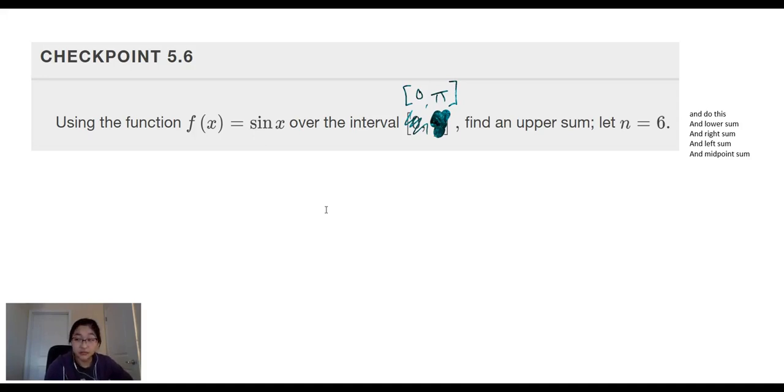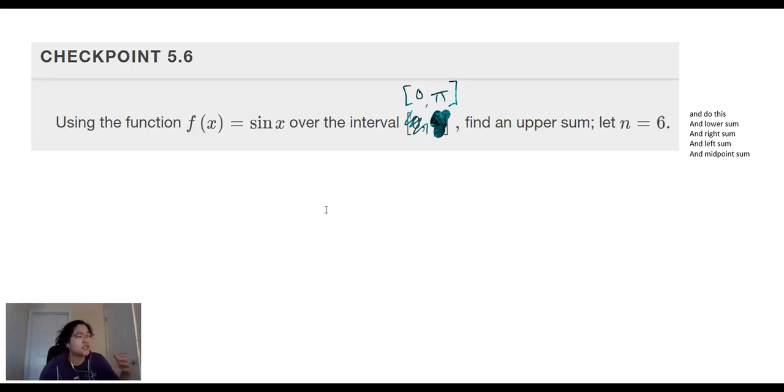A lower sum is again finding the area of rectangles, but you're evaluating your function at the absolute minimum, or the global minimum, on your subinterval. The right sum and the left sum are what we talked about before. The right sum is looking at the right endpoint and evaluating strictly there. The left sum is looking at your left endpoint of your subinterval and evaluating strictly there. And your midpoint sum is looking at the middle.